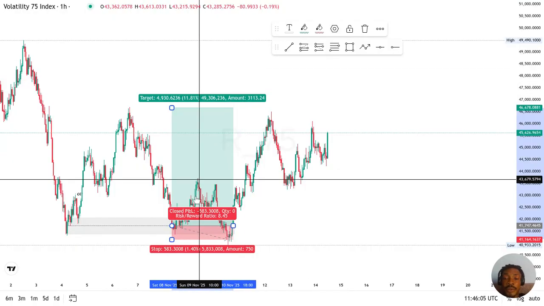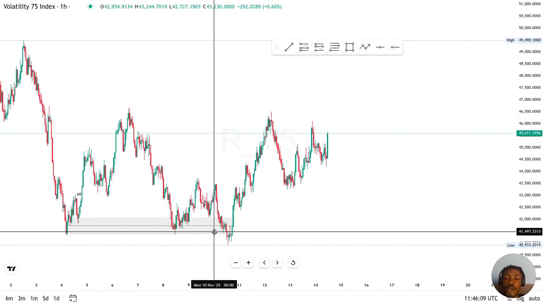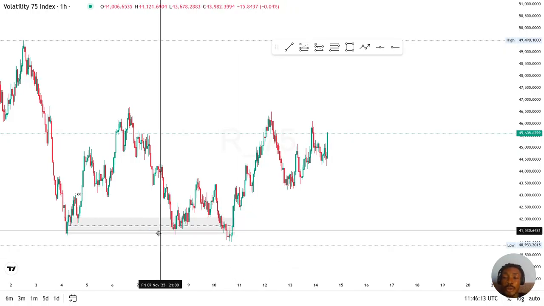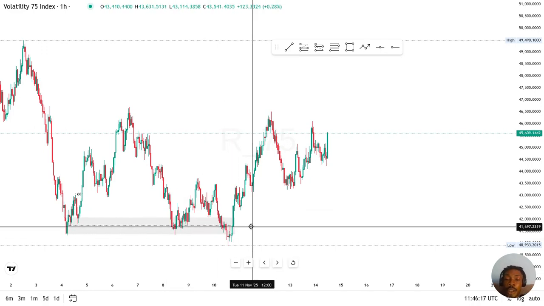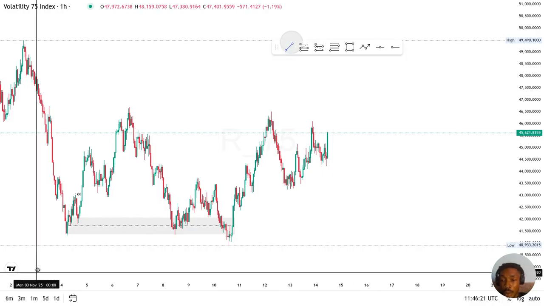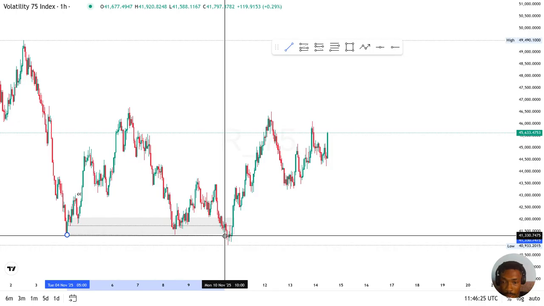So we already have this information. In terms of witness, we were not in that trade. We already know that the market tapped into the order block say 2 times, or let me just say several times. So now we know that the market came here and took out this liquidity.